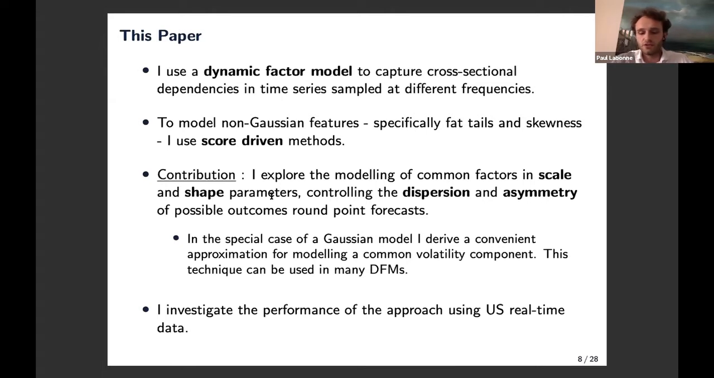When we have series which are observed at different frequencies, and we want to model the relationship in the scale and shape parameters, then we need to take this into account. I'm showing notably that if the model is Gaussian, then there is a convenient approximation to temporally disaggregate the scale parameter and have a common scale parameter for each series. Then, to investigate the benefit of this approach, I'm using US real-time data from the Philadelphia Fed. And I will also show you specifically what happens at the beginning of the coronavirus pandemic.